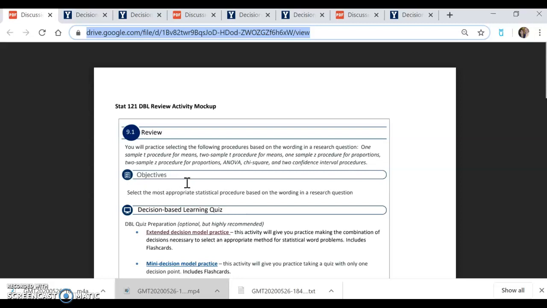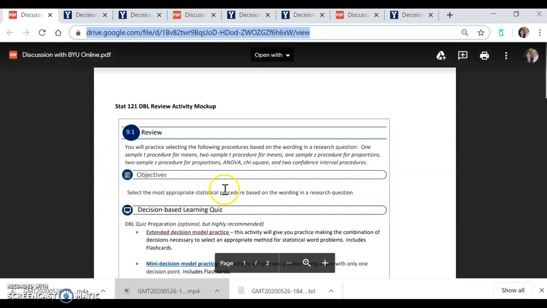So we talked about, I created a mock-up for what the DBL activity could look like. I call it a review activity, but you can call it whatever you think is best. I'll just read this for you. It says, you will practice selecting the following procedures based on the wording in a research question. And then it lists the procedures. And the objective is to select the most appropriate statistical procedure based on the wording in a research question. So kind of a repeat there.